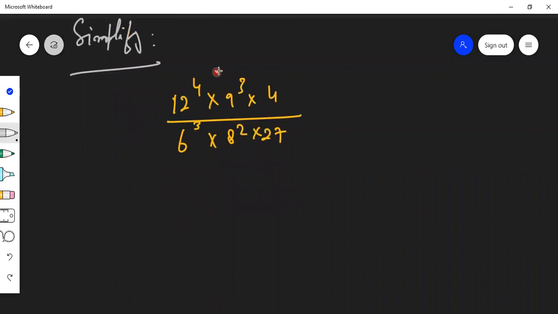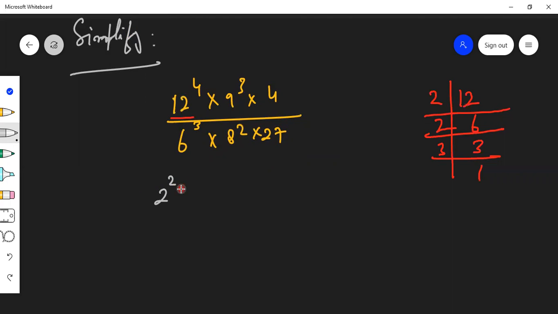So first of all, we would like to do prime factorization of these numbers. For instance, take 12. What are the factors of 12? 2, 6, 12, 2, 3, 3, 1, right? So 12 can be written as 2 square into 3. So we can write 2 square and 3 to power 4.